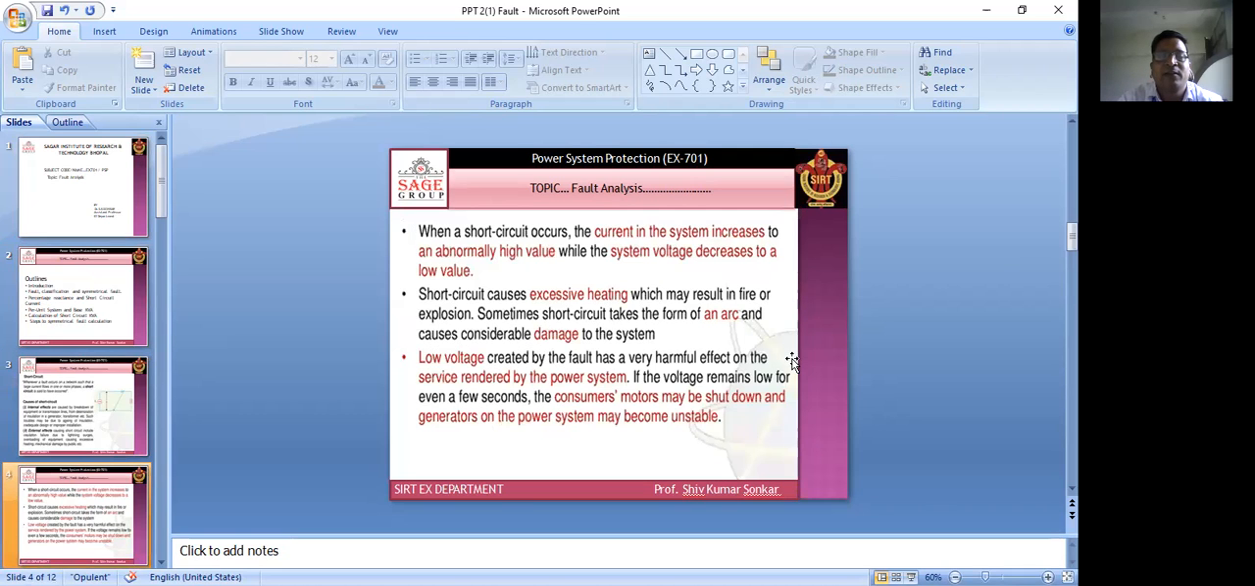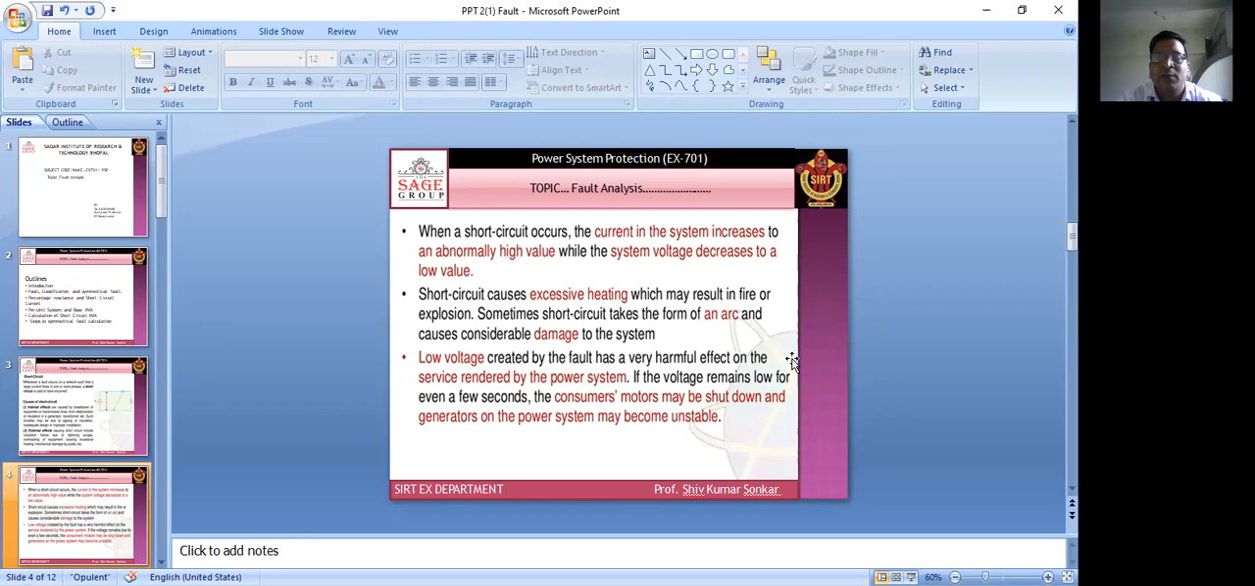When a short circuit occurs, the current in the system increases to an abnormally high value, while the system voltage decreases to a low value. Short circuit causes excessive heating, which may result in fire or explosion. Sometimes a short circuit takes the form of an arc and causes considerable damage to the system. Low voltage created by the fault is very harmful to the service rendered by the power system.